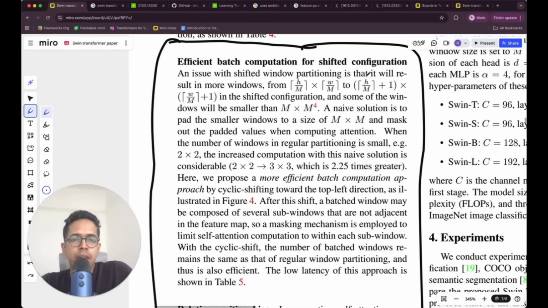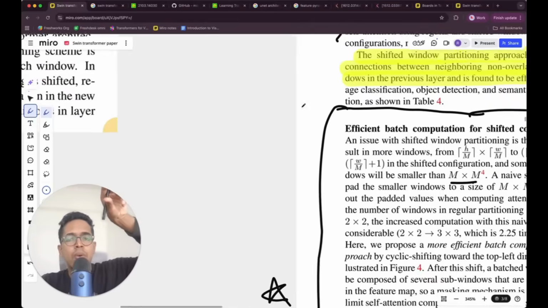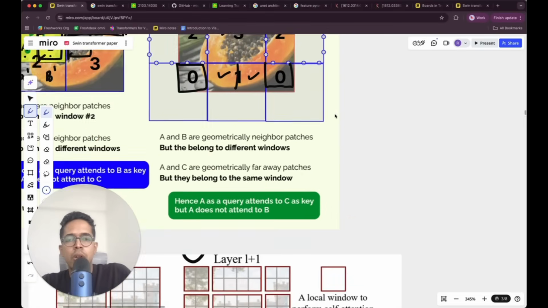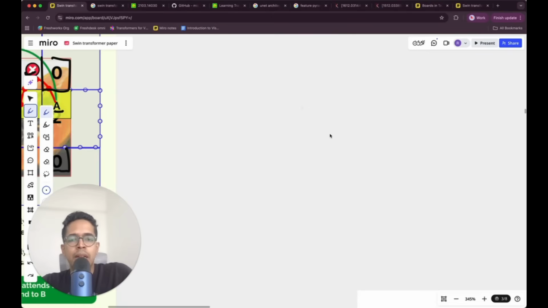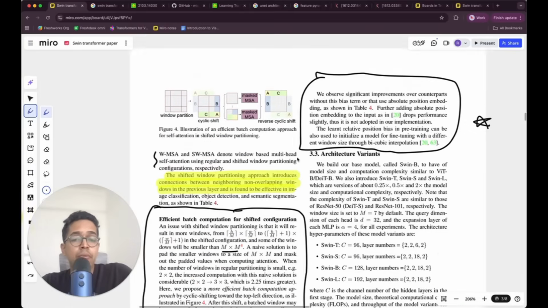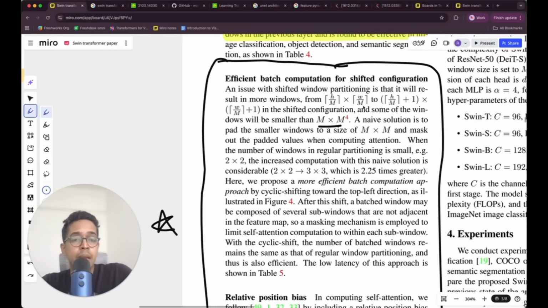An issue with shifted window partitioning is that it will result in more windows in the shifted configuration, and some of the windows will be smaller than m by m. We saw this for the corner windows, or the top window, bottom window, right window, they were smaller. The patches, there are only 2 patches in this window. This window essentially is smaller. This is smaller. So only one window has 4 patches. Remaining windows have either 2 patches or 1 patch. That was one thing. Plus the number of windows increased. Instead of 2 by 2, it became 3 by 3.